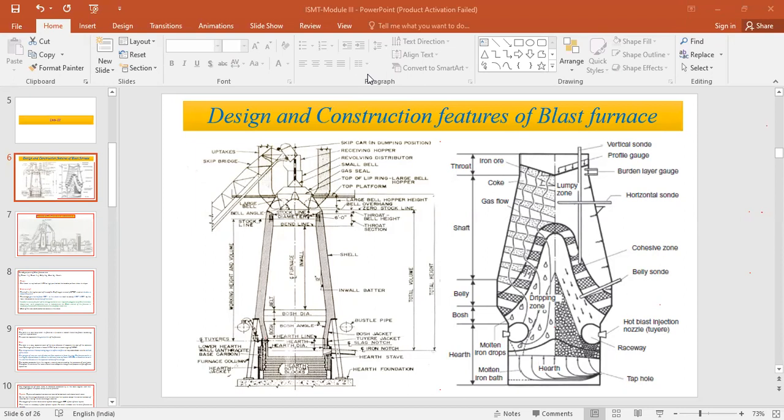So today in this particular module, the third module, we are going to discuss the blast furnace design and construction features, as well as the various chemical reactions which take place inside the blast furnace. We have already prepared our raw material now.